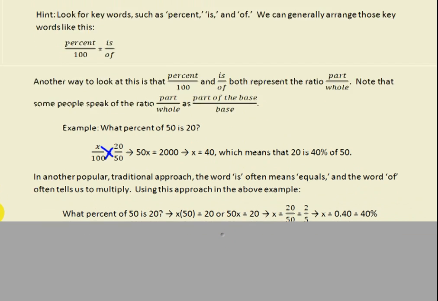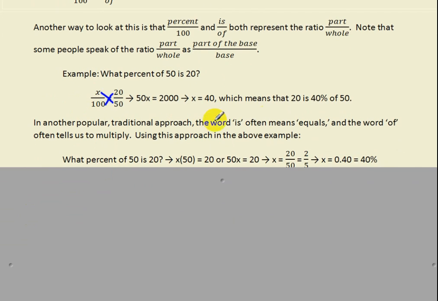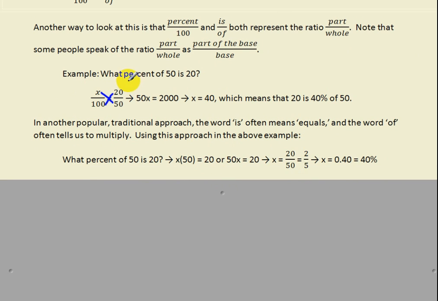And then in another approach that you'll sometimes see, the word is often means equals. That's where our equal sign will go. And the word of will tell us to multiply. So if we looked at the same problem before, what percent of 50 is 20? We're multiplying the what percent, in other words the x, times 50. So 50x, and then is where our equal sign will go, so we have equals 20.